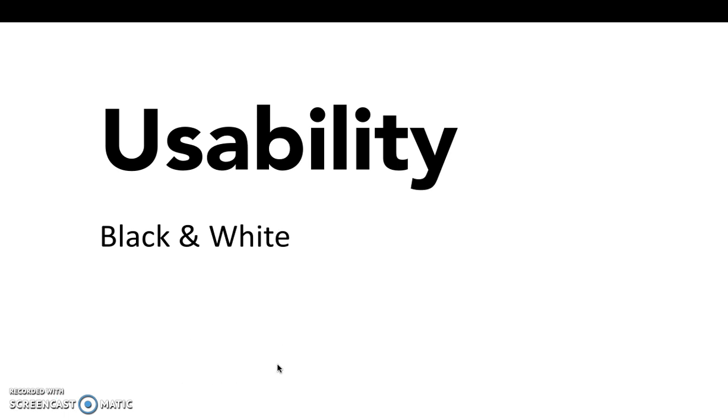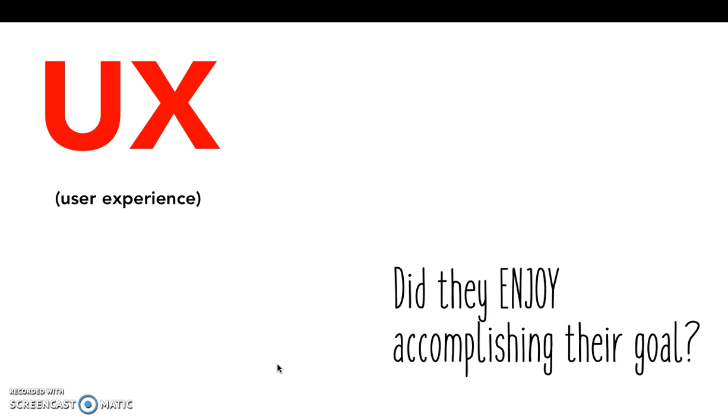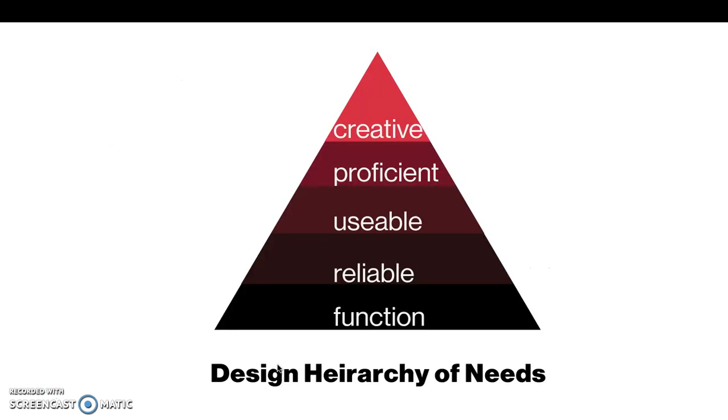Usability is black and white. It's just primarily concerned with whether the program that you created functions. Usability is concerned with, can the user accomplish their goal? UX is user experience, and it is more involved, and there's actually quite a gradient between usability and user experience. The user experience question is, did they enjoy accomplishing their goal when they ordered what they wanted?